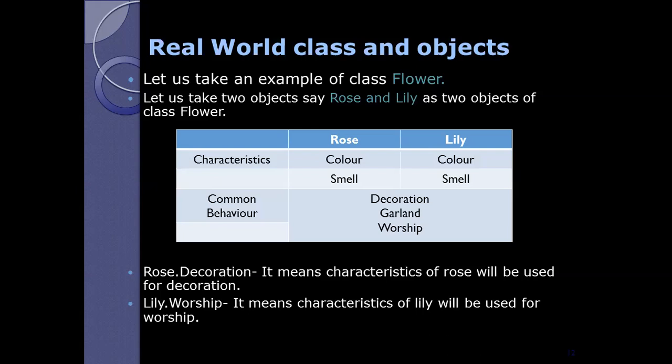Since the behavior is common, how will we know which particular object is using a particular behavior? For that, we have to write a sentence like rose dot decoration. Rose dot decoration here means we are using the characteristics of rose for decoration, or a rose will be used for decoration. When I say lily dot worship, it means we are going to use the characteristics of lily for the worship, or we are going to use lily for the worship.